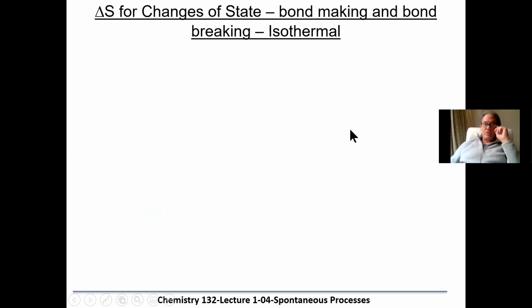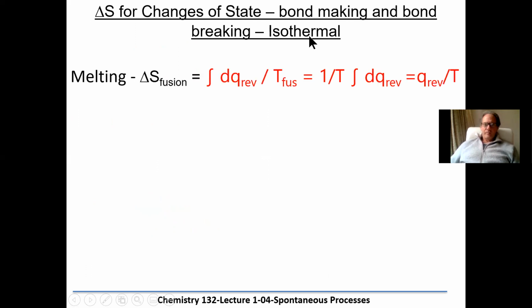Now, delta S for changes of state. This is the first time in the course we've talked about changes involving bond breaking and bond making, isothermal changes. Now, what's an example of that? Melting. When ice melts, the temperature of the ice isn't changing. It stays at 0, which is why it's so effective at keeping your drink cold.